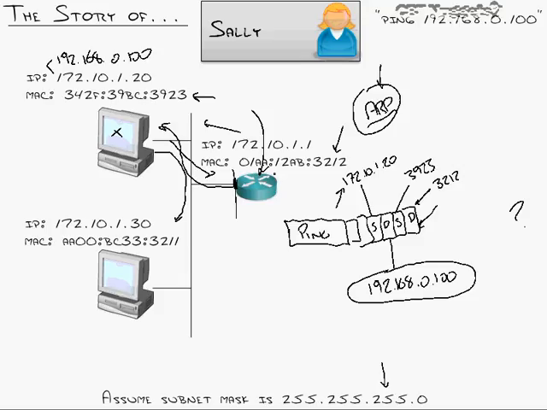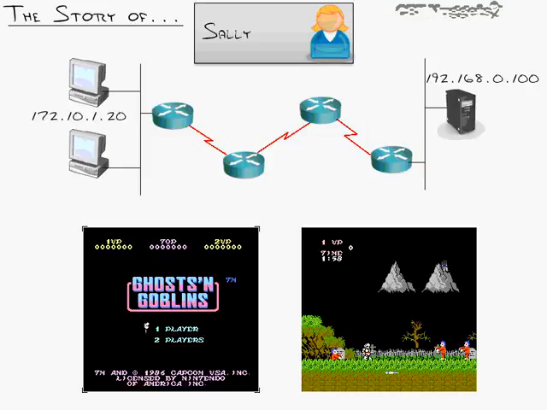That's one of the questions the router has to ask. Are you trying to access me, or are you just trying to go through me? It looks at that IP address and says, well, looks like you're trying to go through me. Back to our roadmap on the story of Sally.